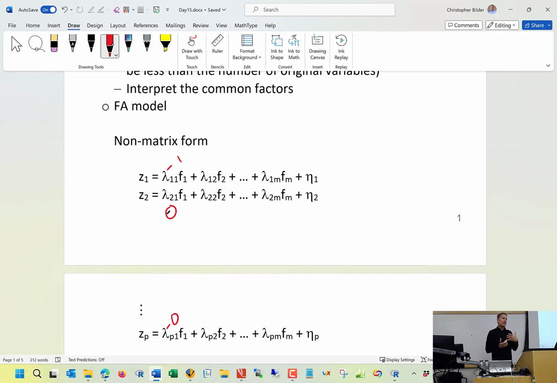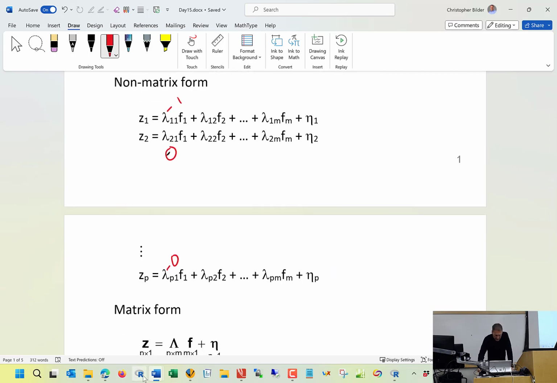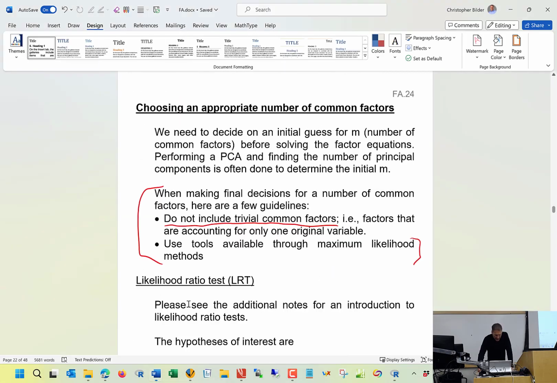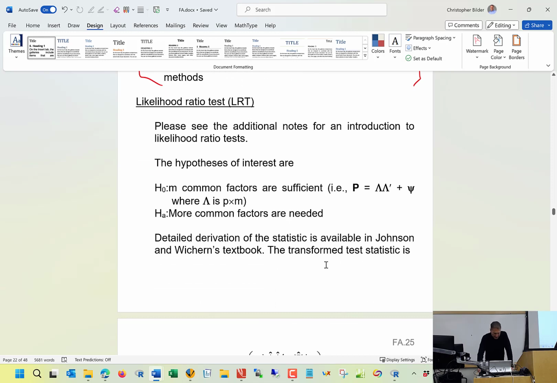What this is saying is that Z1 represents something that's distinct in terms of all your variables. So just treat it separately. We want to avoid these trivial common factors.